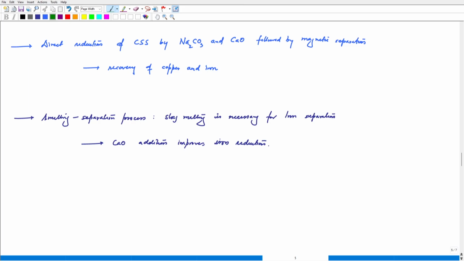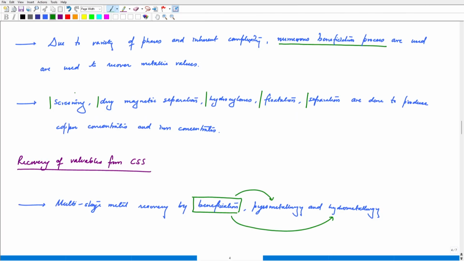Direct reduction of CSS is basically done by using Na2CO3 and CaO, followed by magnetic separation. Just in the previous slide we had discussed the use of magnetic separators. So we have screening, dry magnetic separation, hydrocyclones, flotations and separations with different types of routes already present. These help in isolation of various valuable phases. This exactly is being discussed here.